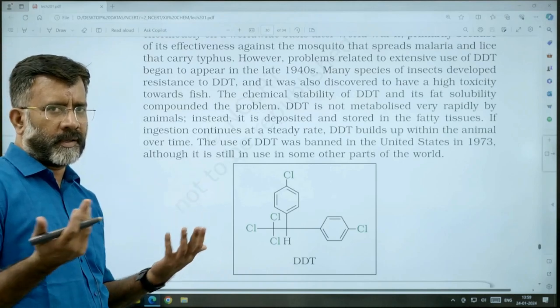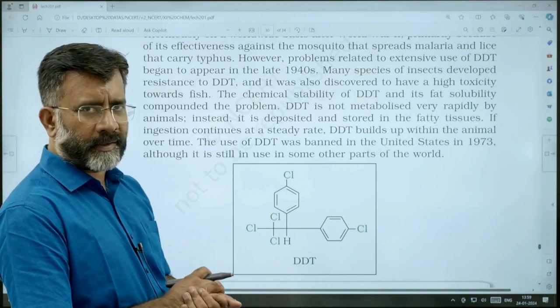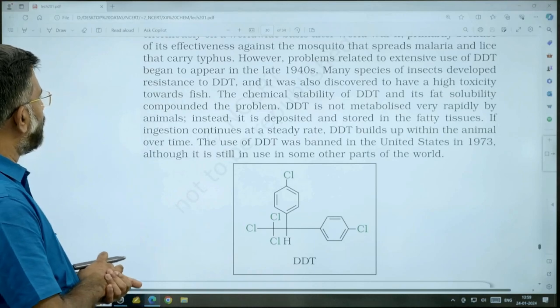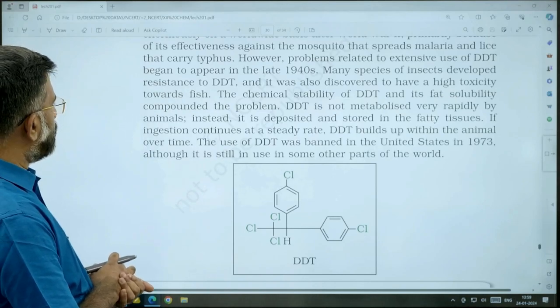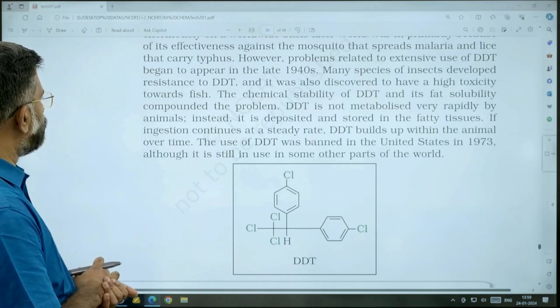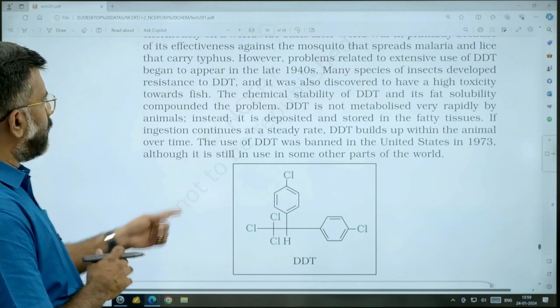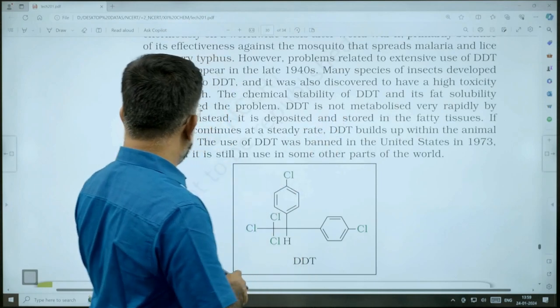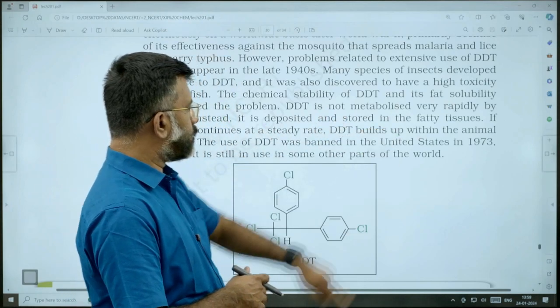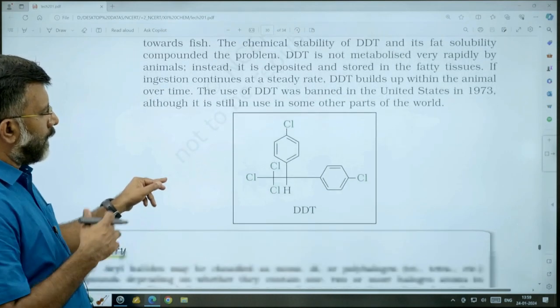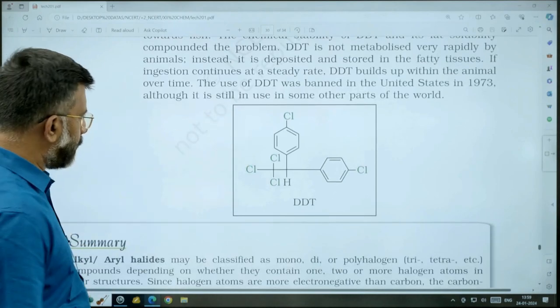You are learning this in the biology related topic. They are found to have high toxicity towards fish. DDT is not metabolized very rapidly by animals. Instead, it is deposited and stored in the fatty tissue. Many countries banned using DDT. This is DDT.